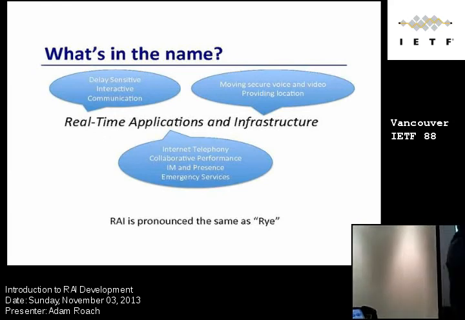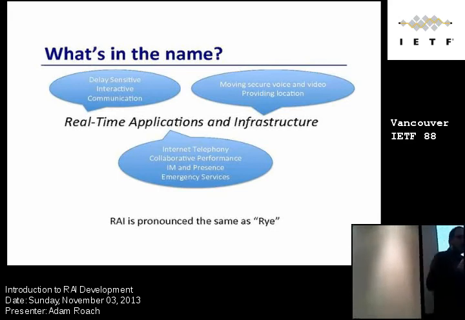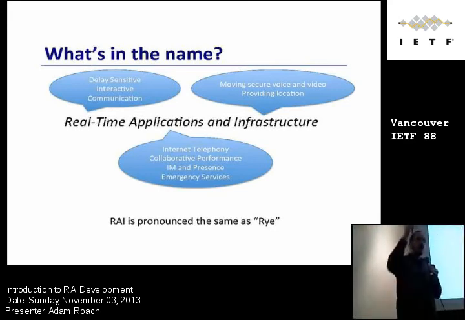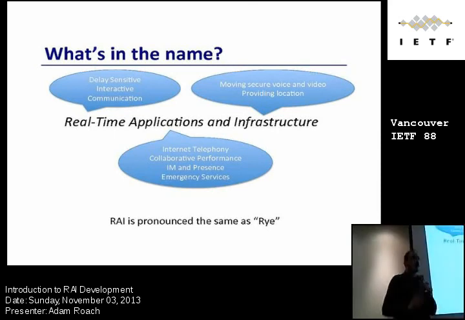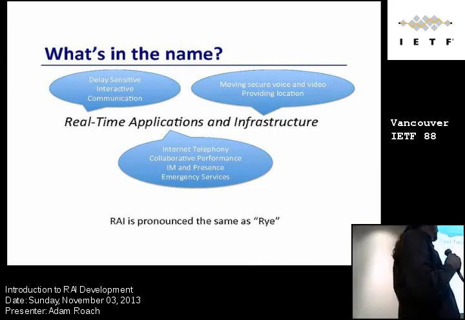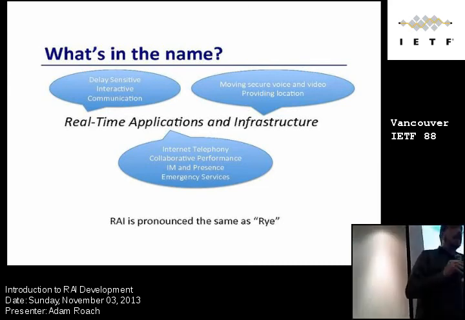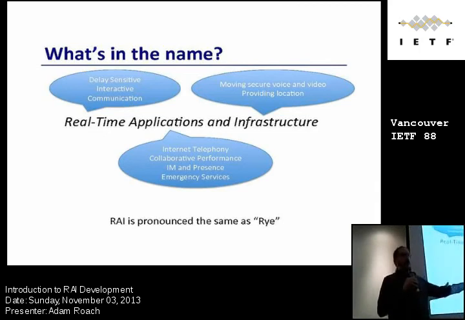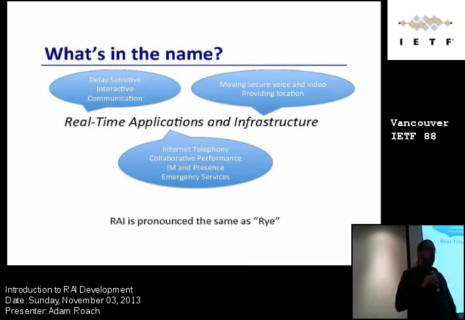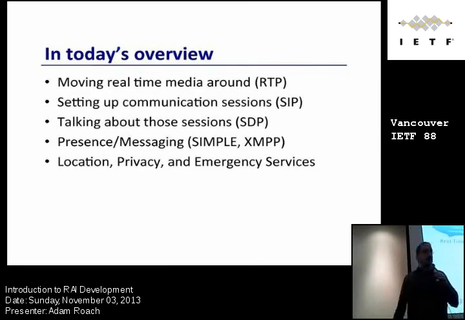So what's the name about? It is kind of a mouthful, real-time applications and infrastructure. Real-time is we want to make sure that this is going to happen fast enough that you can have a real conversation. And especially when you're talking about voice and video, this needs to be really short. We're talking like 100, 200 milliseconds. The applications are things like voice over IP and telephony, video calling, IM, presence, emergency services, games, etc. But there's also a need for a network infrastructure behind all of this, things that let you find out your physical location, things that can make assertions about your identity, and things that allow you to find the right person when you want to talk to someone.